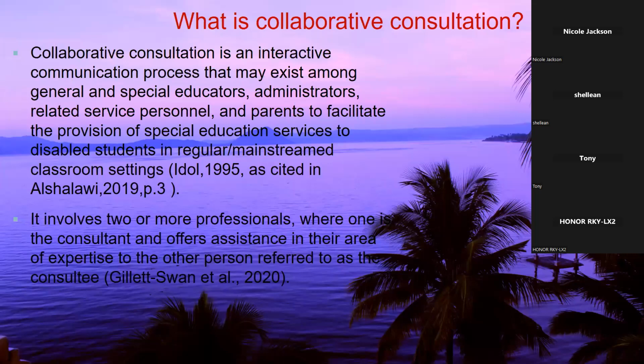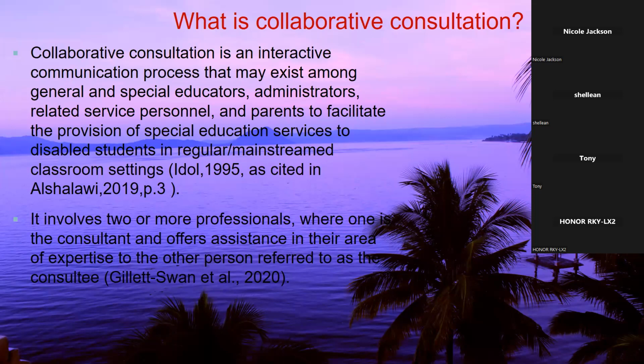All right. So first thing we want to define: what is collaborative consultation? Collaborative consultation is an interactive communication process that may exist among the general and special educators, administrators, related service personnel, and parents to facilitate the provision of special education services to disabled students in regular mainstream classroom settings, right?